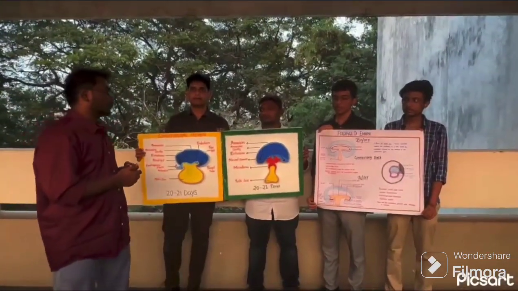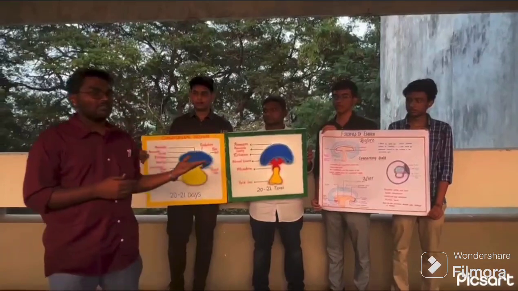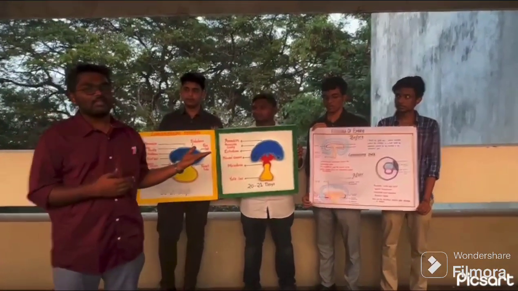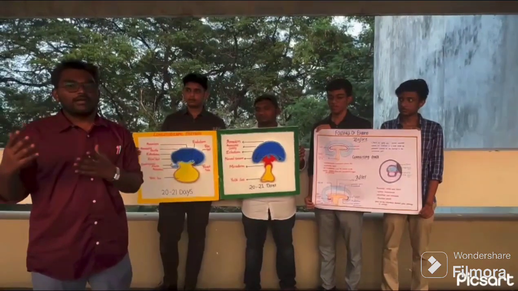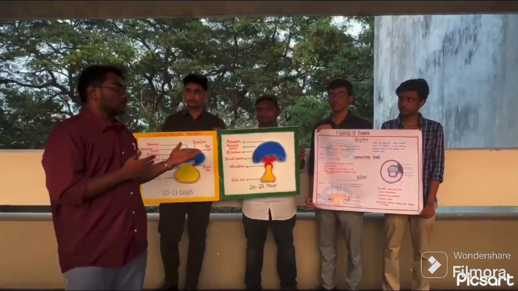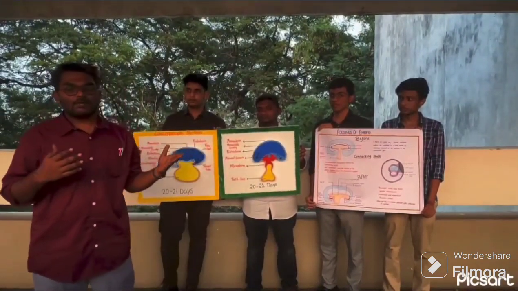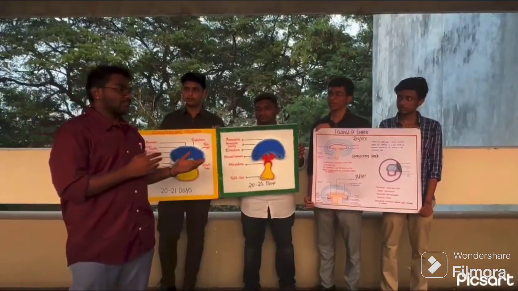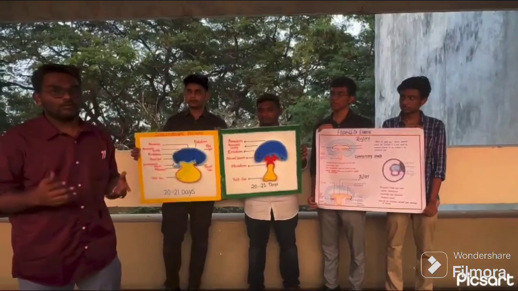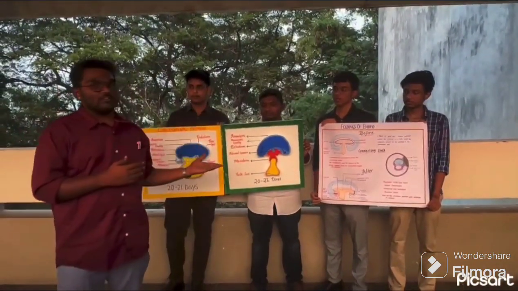Now we are going to explain about the folding of the embryo. Folding of the embryo is a major event occurring in the embryonic period. The embryonic period starts from the 4th week and lasts to the 8th week of development. The major changes in the embryonic period are folding of the embryo, differentiation of ectoderm, differentiation of mesoderm, and differentiation of endoderm.